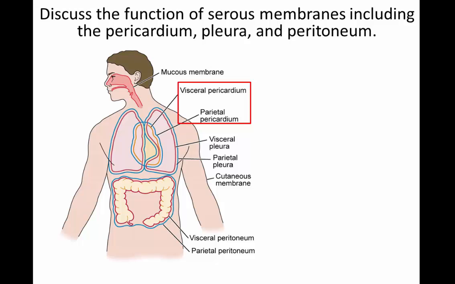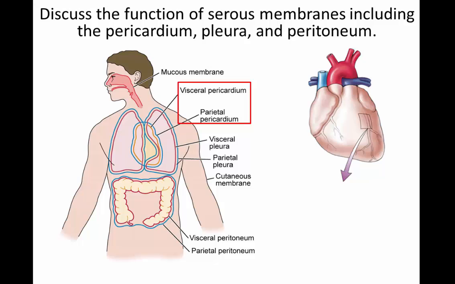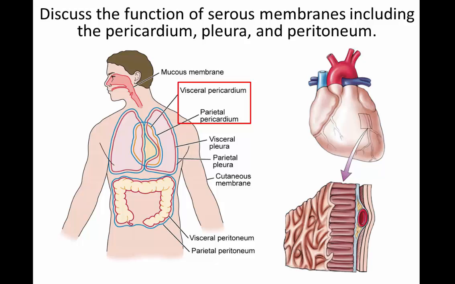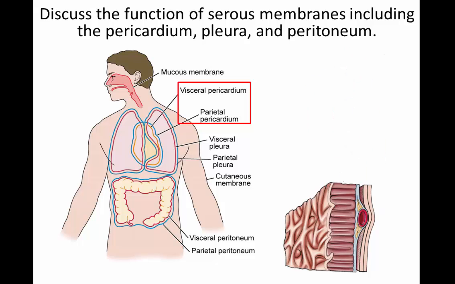There's actually two layers involved in each of these serous membranes. So you'll notice that there's a visceral pericardium and a parietal pericardium. Before we look at the visceral and the parietal, let's talk about the term pericardium. The prefix peri means around, and cardium is referring to the heart. If we were to look at the heart here and then take out a cross section of the heart, we would see that we have various layers. We have on the left side the inner layer of the heart, and in the middle the muscular layer, and then on the outside we have the pericardium around the outside of the heart.